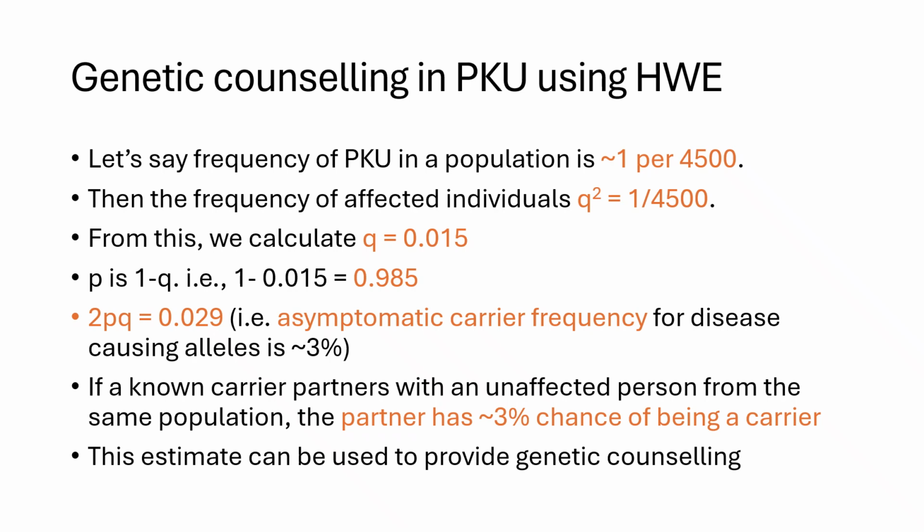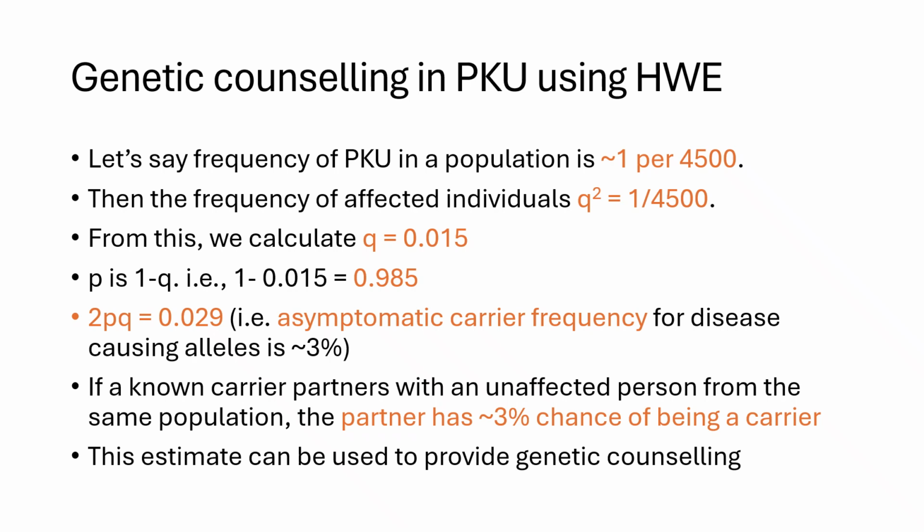So we know now that this person is a carrier, but they say, hey, who should I partner with if I want to not have a child with PKU? How do I know what their genetic combination should be? So if a known carrier partners with an unaffected person from the same population, then we just say in this population, any random partner has approximately 3% chance of being a carrier. So you give them the estimate based on what we've calculated. Say that, hey, there is a 3% chance that your partner could also be an asymptomatic carrier.